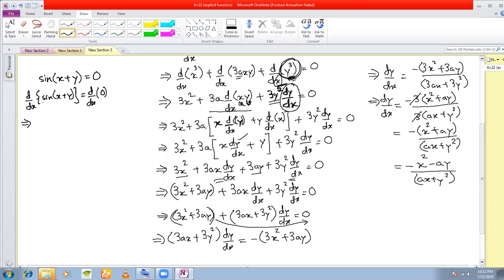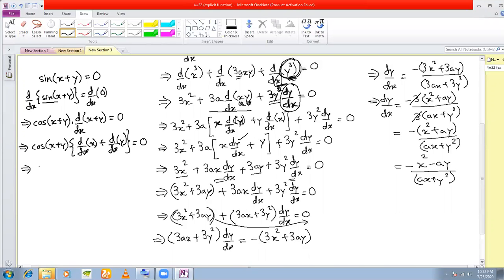First, by chain rule, you first differentiate sine to get cos(x plus y) into d/dx of (x plus y) equal to 0. That means next step: cos(x plus y) into (d/dx of x plus d/dx of y, which is dy/dx), is equal to 0. That means cos(x plus y) into (1 plus dy/dx) is equal to 0.